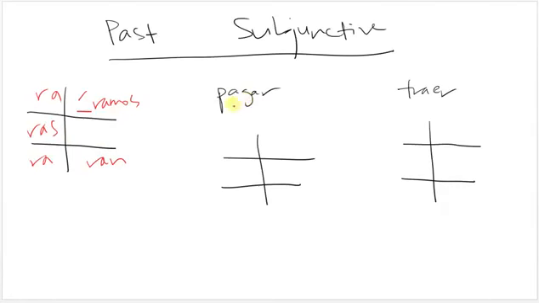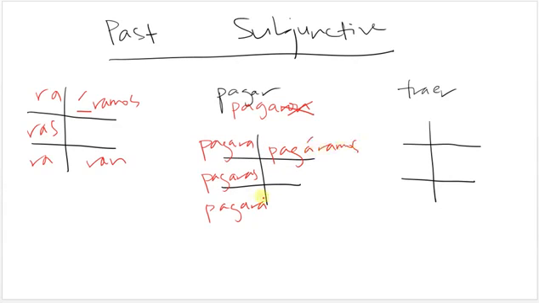So for pagar, in the ellos, ellas, ustedes of the preterite, it is pagaron. So I take off the ron and add these endings. So yo pagara, tú pagaras, él, ella, usted pagara, nosotros pagáramos with an accent, and ellos, ellas, ustedes pagaran.